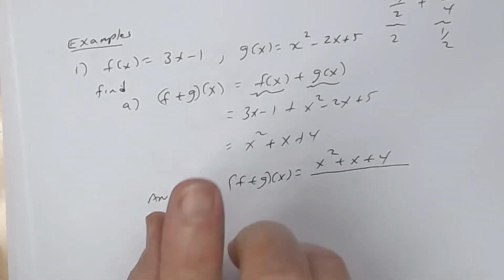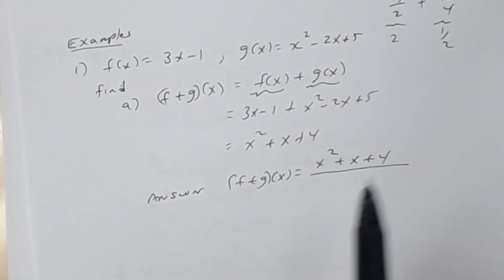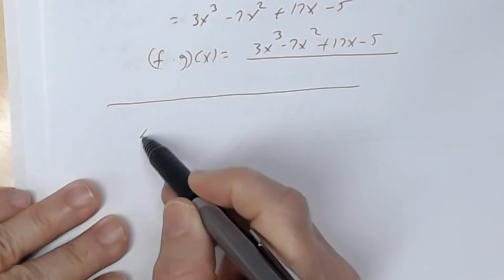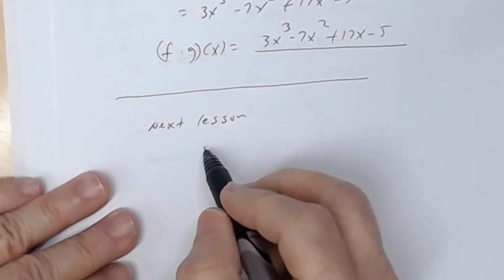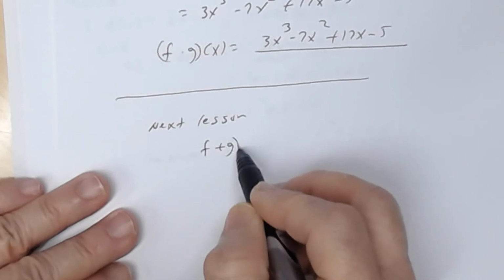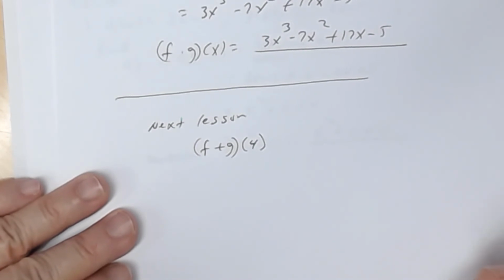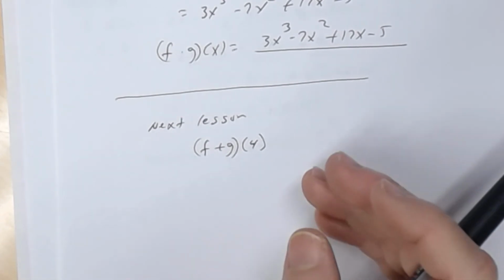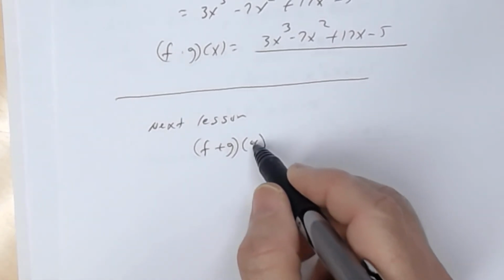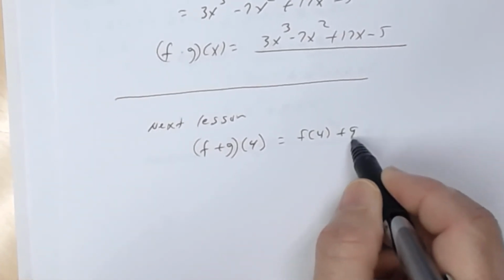Okay, so in the next lesson, the one right after this, we're going to talk about how to find, let's say, f plus g, not at x, but at, let's say, 4. F plus g at 4. But the definition still applies. You're going to say, instead of an x here, it's a 4. So you're going to say, well, that's going to be f of 4 plus g of 4, right?